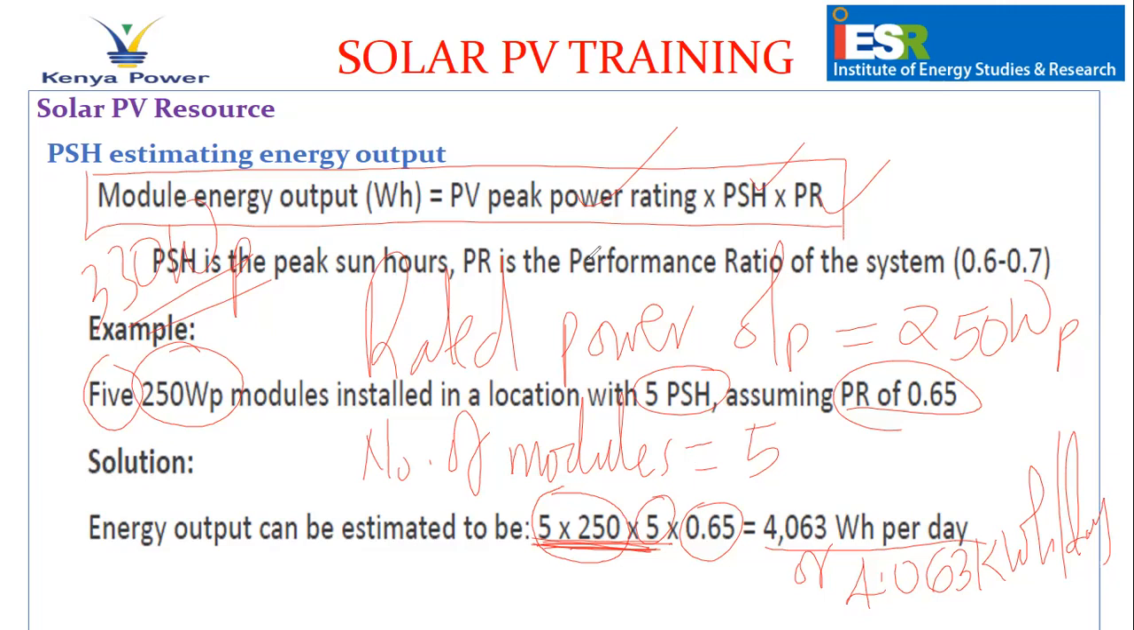So thank you, members. I think we are on the same page, and I am pleased with the answers I have obtained on the chat area there. So in this particular case, when you have 5 330 watt peak modules, just multiply 5 by 330 by 5 again by 0.65. The majority of us have gotten the answers for it. And make sure now you can put watt hours per day, and you also allow to convert to kilowatt hours per day.